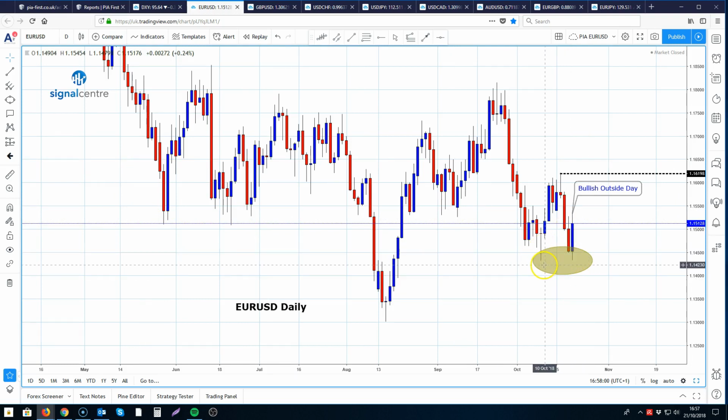We've got the potential of a double bottom formation. We've posted a bullish outside day on Friday. That often indicates the end of a trend. For the double bottom formation to be confirmed, we need to see a break of 116.20. So is this a buy trigger?